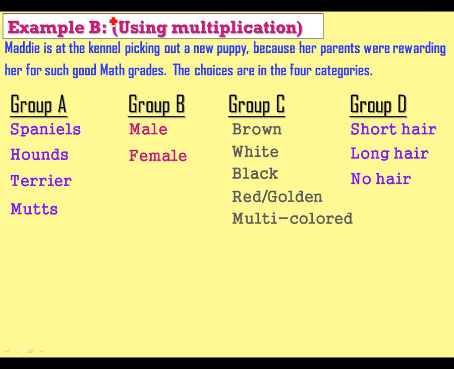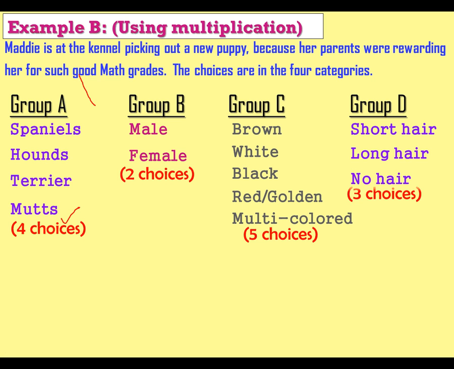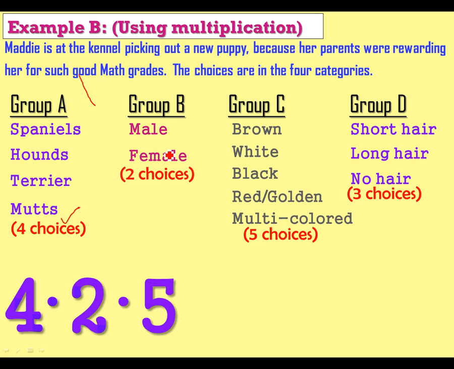So there's all your groups. You have 4 groups, and then you're going to look at how many possibilities you have from each group. So Group A has 4 choices. Group B has 2 choices. Group C has 5, and Group D has 3. So with the counting principle, all you have to do is multiply the number of choices from each group. So there's 4 from Group A times 2 choices from Group B times 5 choices from Group C times 3 choices from Group D.